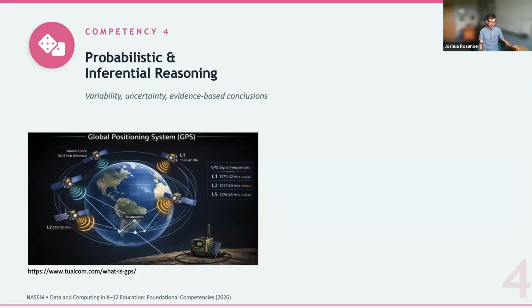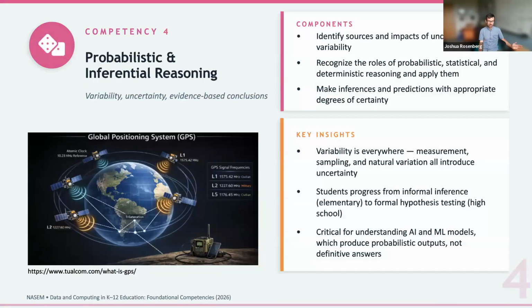Fourth is probabilistic and inferential reasoning, which includes identifying sources of variability and uncertainty, carrying out statistical investigations and inference using estimation and testing procedures, and interpreting and generalizing results. So broadly, the fourth competency is all about modeling data.